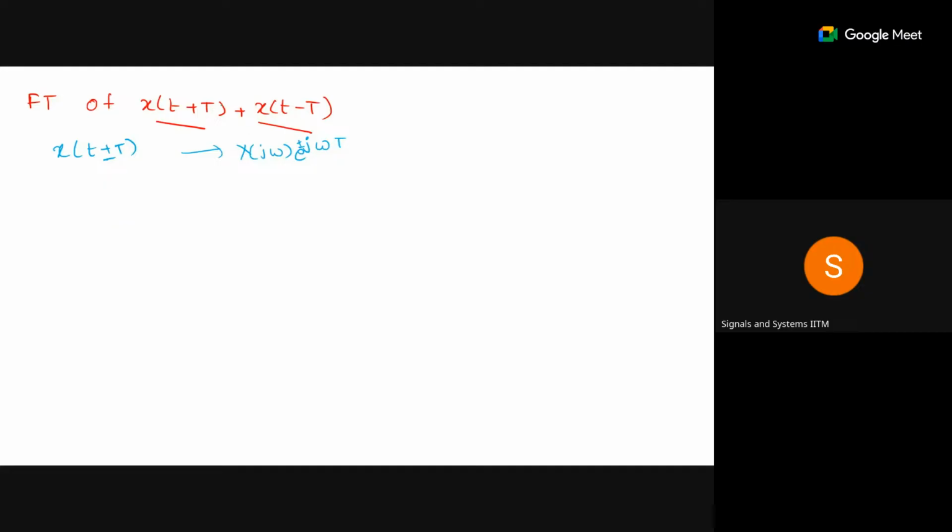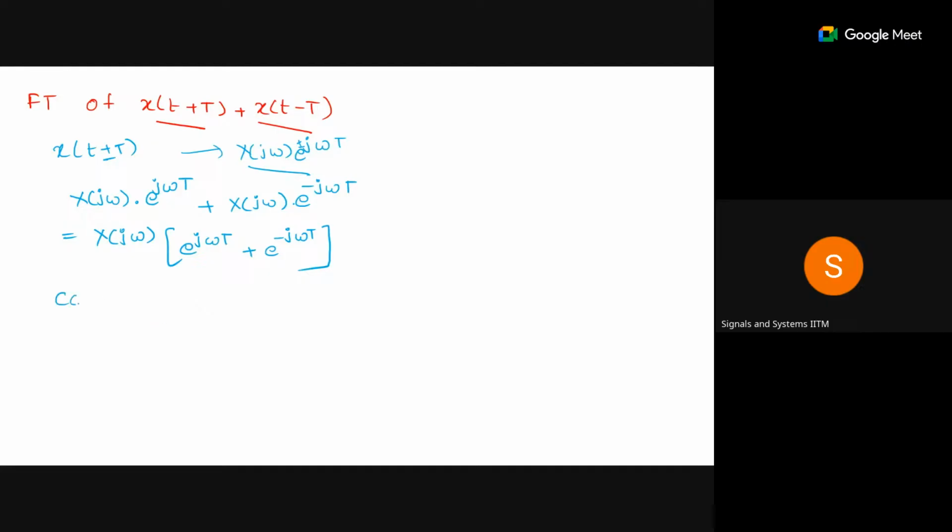So this formula I'm using here. It will be x of j omega into e power j omega t plus x of j omega into e power minus j omega t. So I'll be taking x of j omega as common. It will be e power j omega t plus e power minus j omega t.